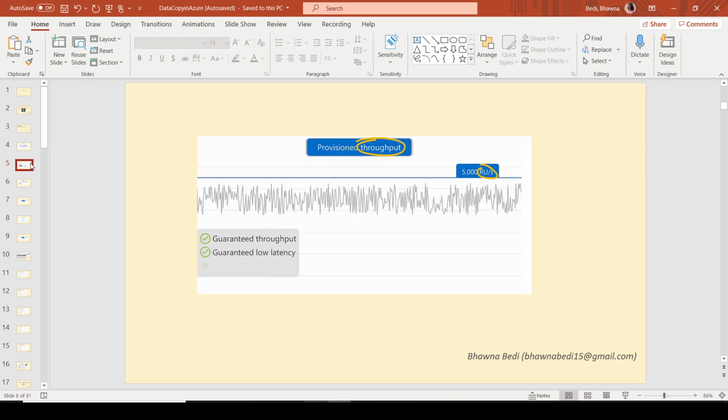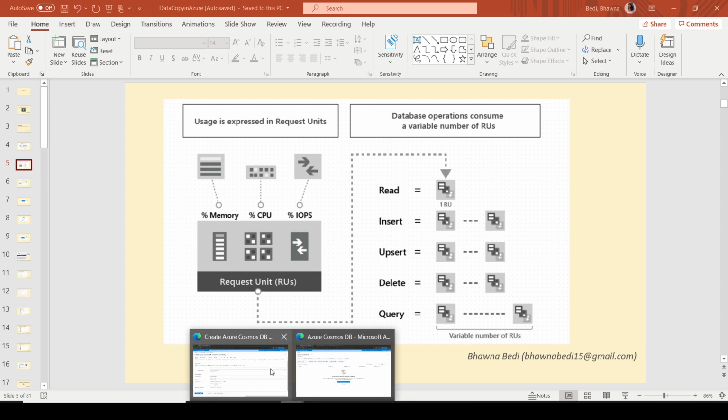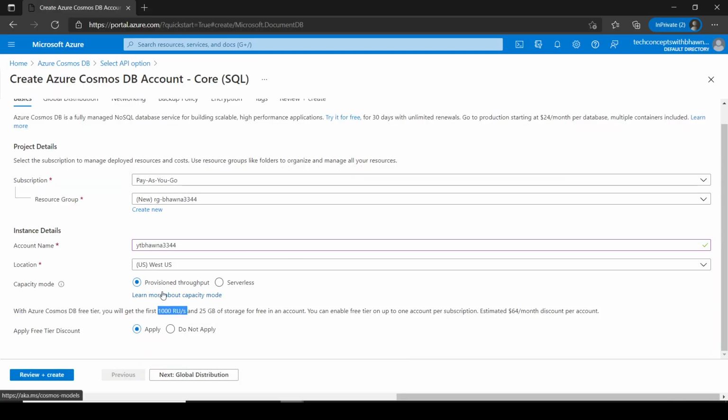Now, basically, I'll go back to the portal again. Now, what you see over here is provisioned throughput and serverless. Now, what is this capacity mode? I have explained to you the concept of RUs, but what is capacity mode? Capacity mode is essentially how you retrieve the RUs from Cosmos DB. So, the RU concept is clear. Now, how you receive RUs from Cosmos DB is your capacity mode.